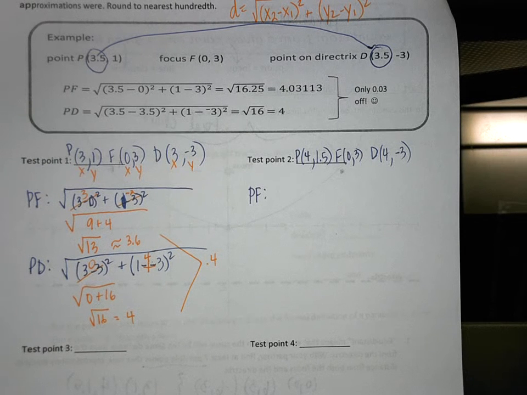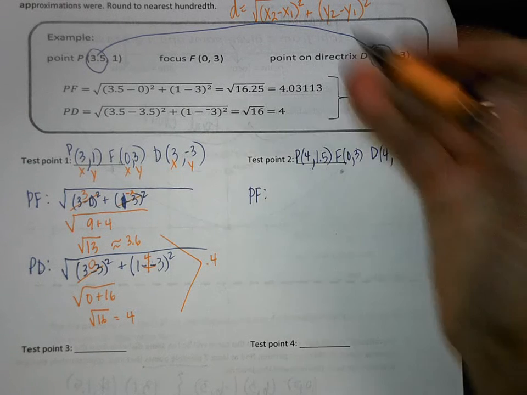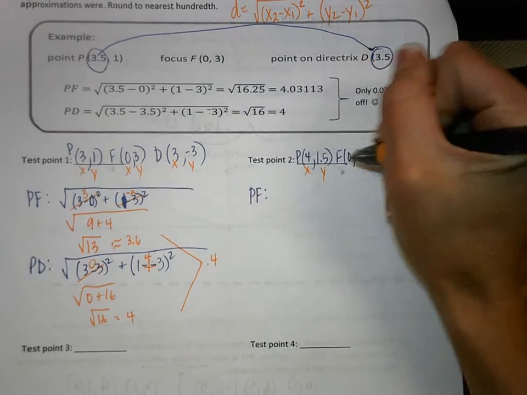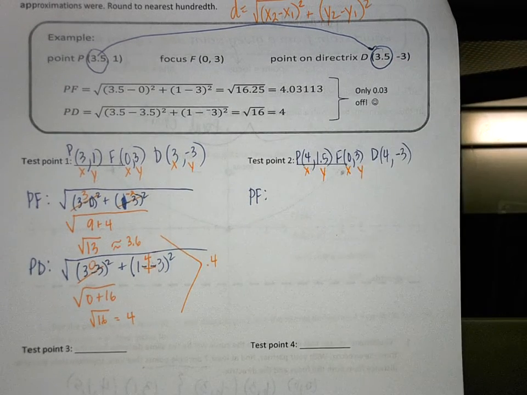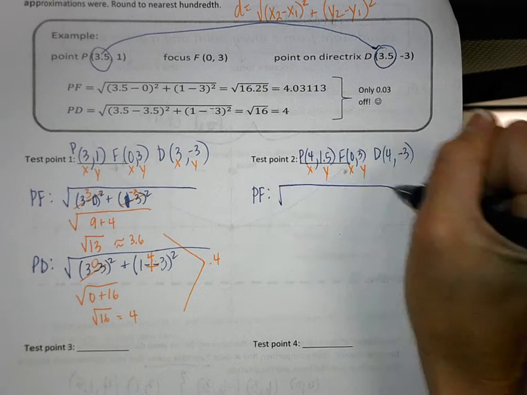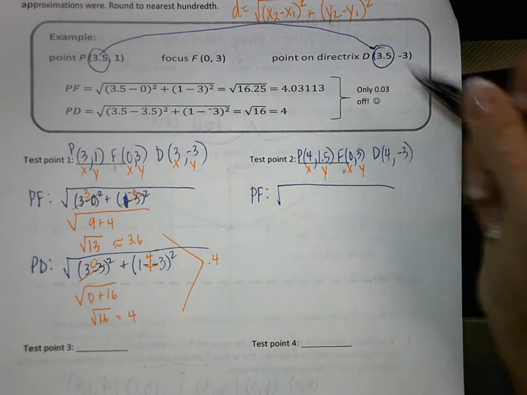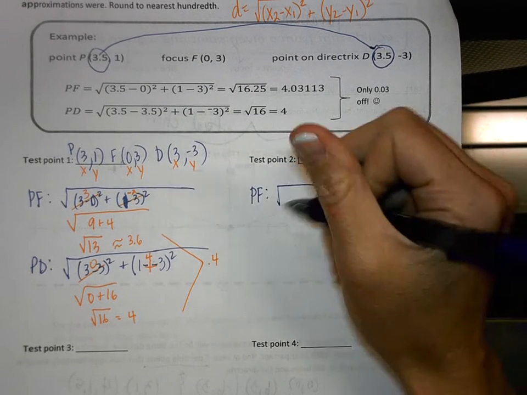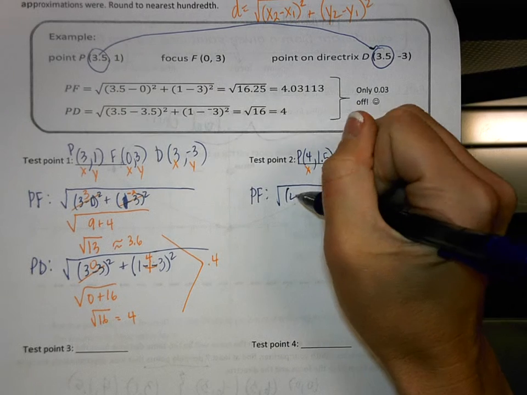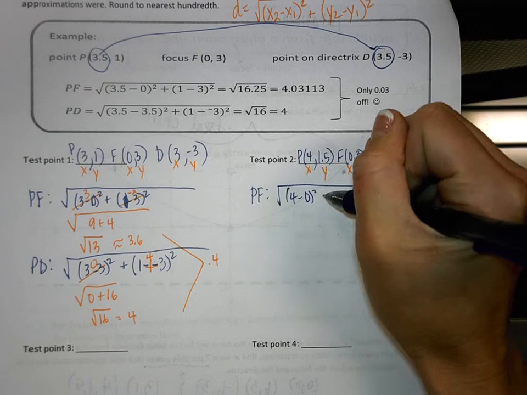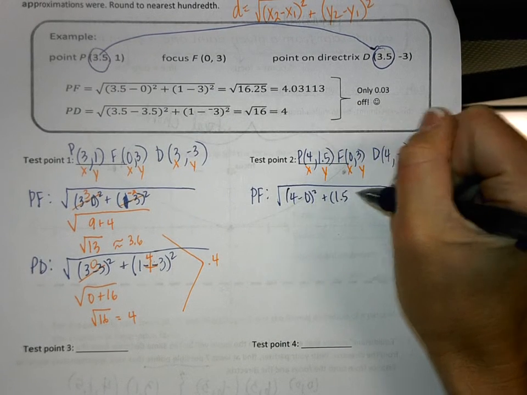I'm going to start. If you're not finished, that's okay. Just keep going. All right, so I'm labeling these X and Y and X and Y. And so for PF, we have the square root. And can somebody tell me the values that they used for PF? How you wrote them? Square root of 4 minus 0 squared plus 1.5 minus 3 squared. Good.